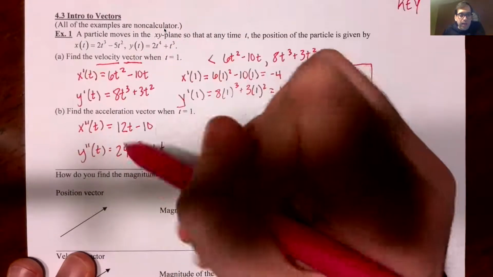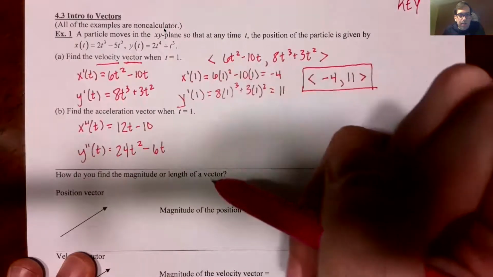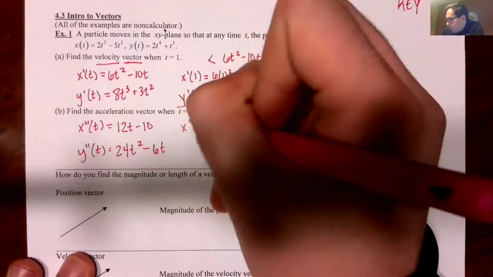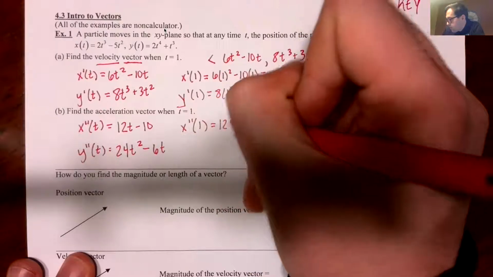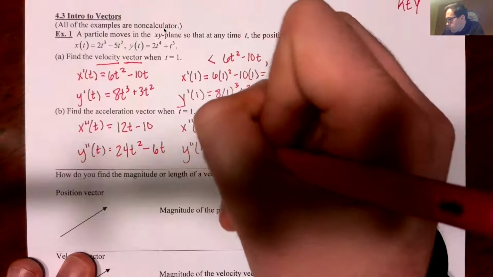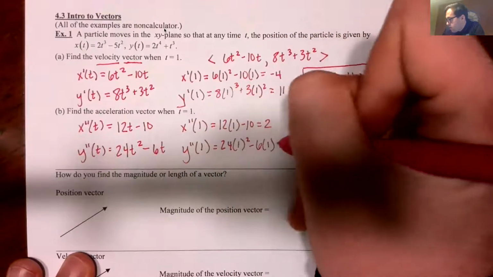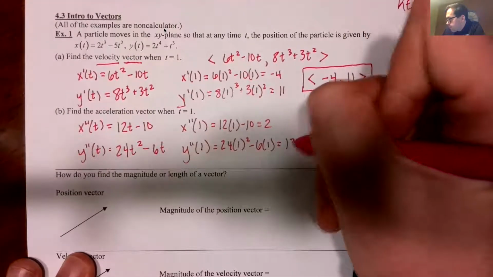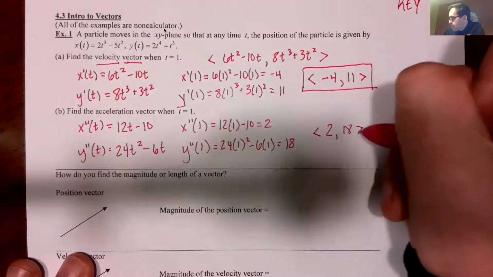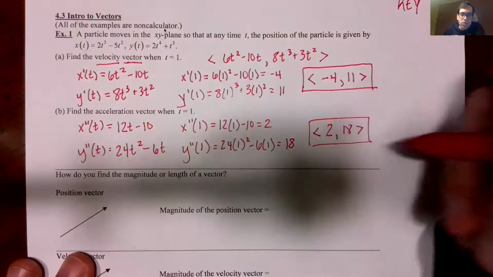And again, we could just kind of write those into a vector like we did up here, but we want to know when t equals 1. So I'm going to plug in 1 for t. So that's going to be 2. And we got 24 times 1 squared minus 6 times 1. That's going to be 18. So we end up with 2 comma 18. And that, again, that's breaking the acceleration down into the x and the y motion.